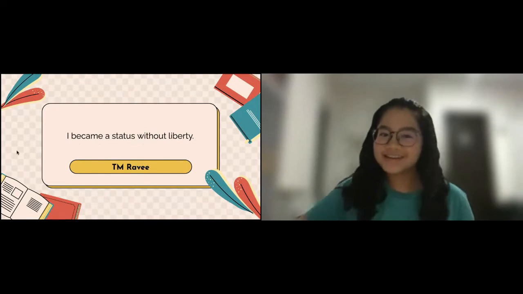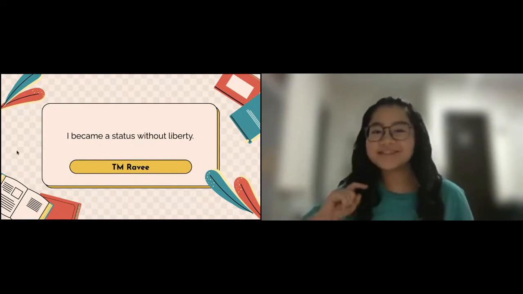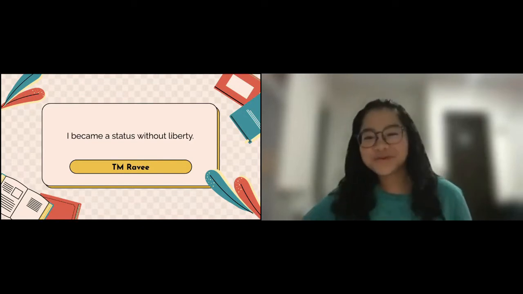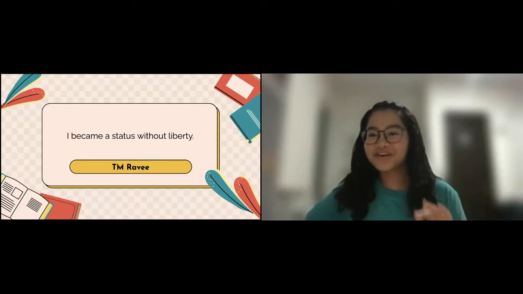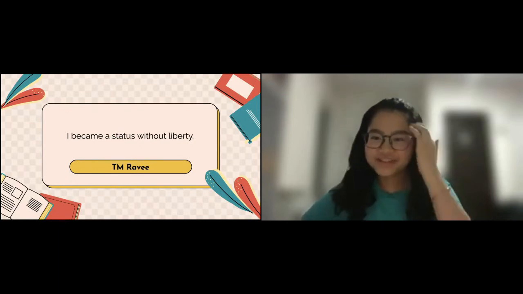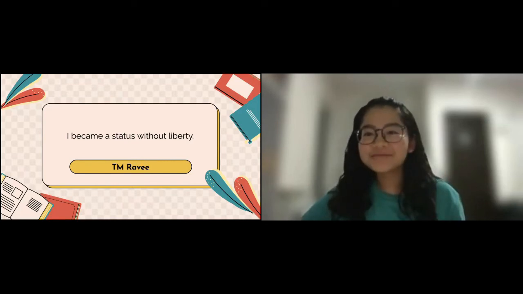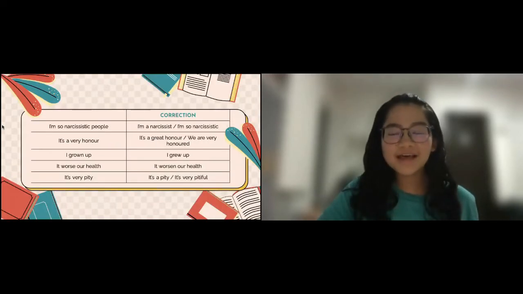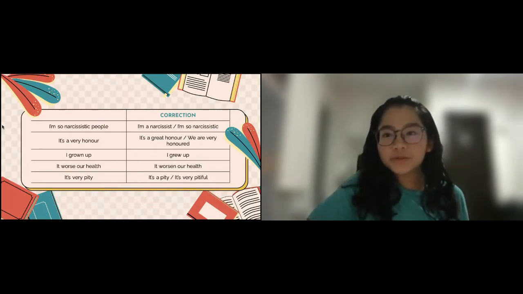And then, last but not least, I became a statue. This is supposed to be a statue without liberty. This was very clever. This is very genius. I laughed very hard after TM Ravee said this one, and I think this one will stay in my mind for a very long time. So let's go into the report.